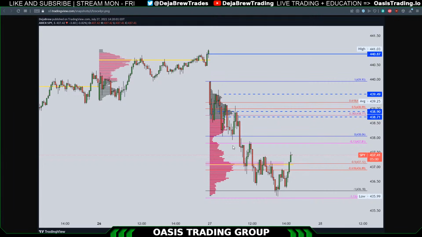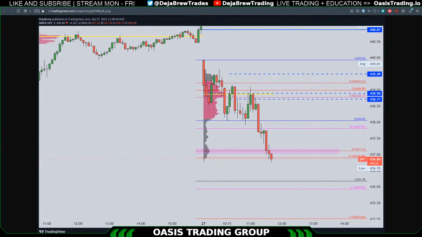So what does that tell you? If SPY was valuing like 439 before, and now it's valuing 437, that means our value is getting lower, meaning people are trading at a lower price. That's very bearish, right? Okay, so we have the POC shifted, and now we're actually reclaiming it. That was my last update.